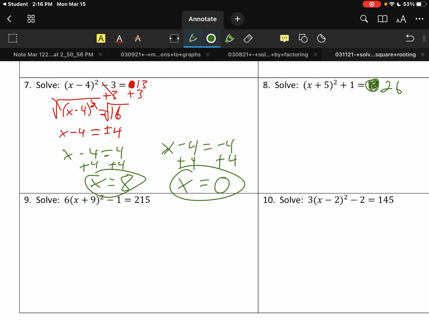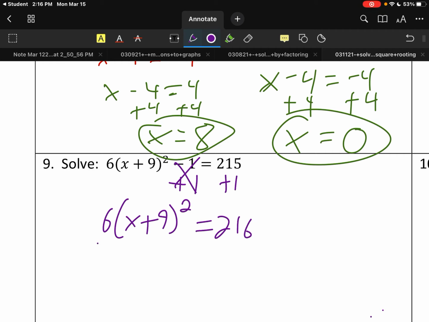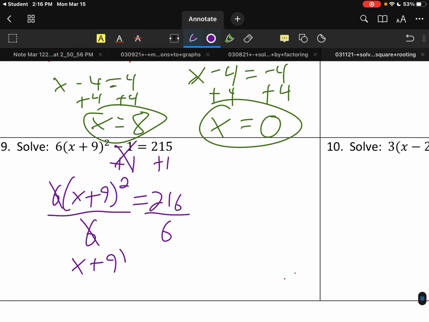All right, so this last one we have, it's a two-stepper. I've got to add 1 to both sides. So I got 6 times x plus 9 squared. We cannot distribute because of the squared there. Equals 216. And I'm going to divide by 6 to get rid of this 6. So I got x plus 9 squared equals 36.